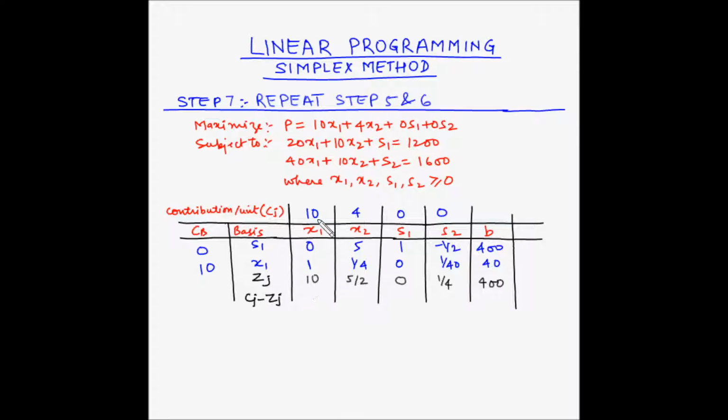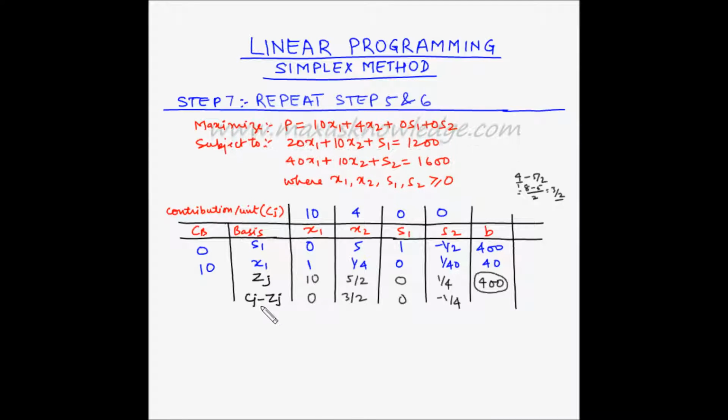So let's calculate the value. So 10 minus 10 is 0. 4 minus 5 by 2. So 2 is the LCM. This is 1. So this becomes 8 minus 5. So this is 3 by 2. 0 minus 0 is 0. 0 minus 1 by 4 is minus 1 by 4. So just as a note, at this point, this value of 400 here is the profit for this solution.